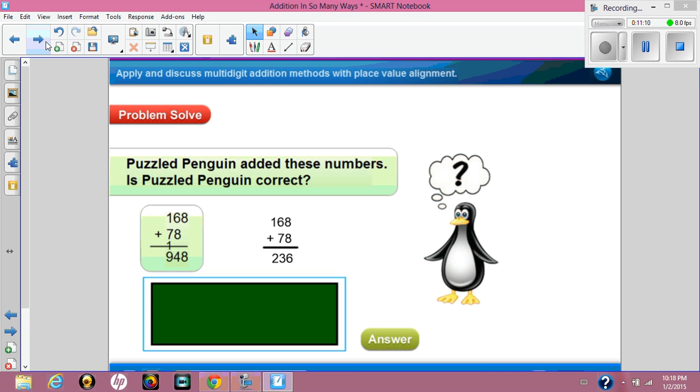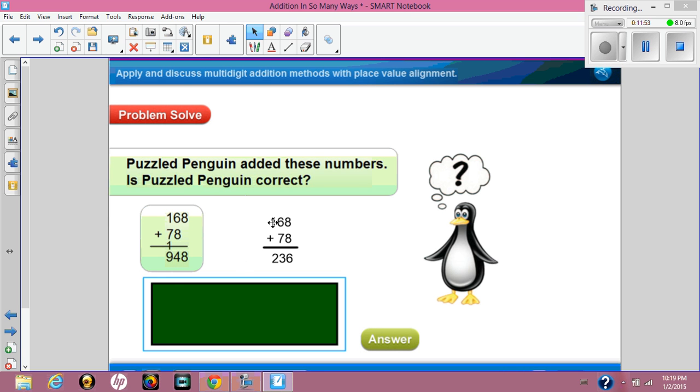Now, you know, our puzzle penguin is always a little confused, but let's see what his problem is. It says puzzle penguin added these numbers. Is puzzle penguin correct? Well, I'm looking at it and I see a big error. 168 plus 78 he needed to equal. But the way he has got these aligned, it looks like 168 plus 780. He has got them misaligned, so his answer is going to be incorrect. If you do not line up your ones column, your tens column, and your hundreds column correctly, you will end up with a mistake like this.